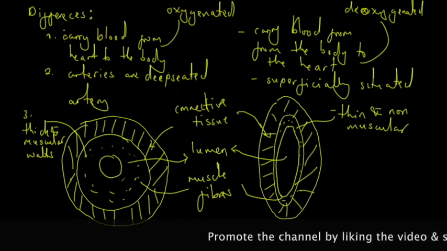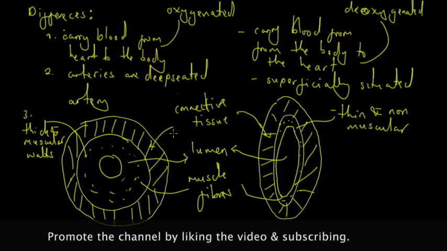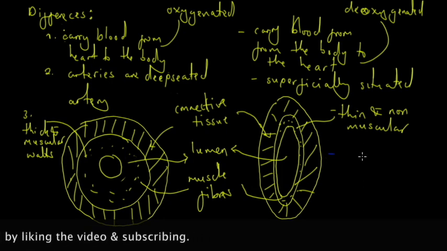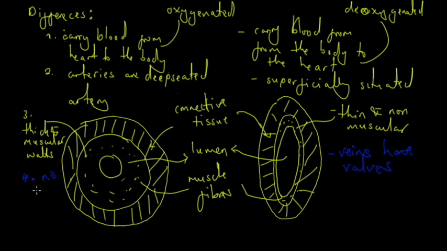Let me get a different pen here. So, the next ones: arteries have no valves. These ones have valves. So veins have valves, and no valves here. The arteries don't have valves. We'll get to know why very soon, but essentially, valves are there so that they can prevent backflow of blood.